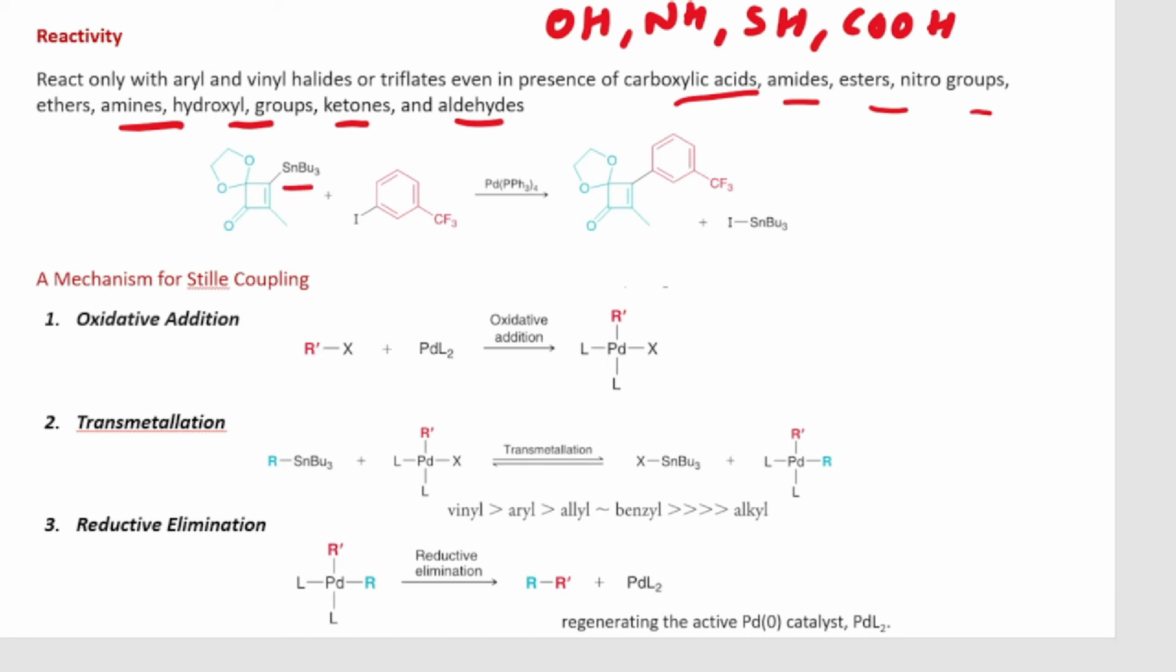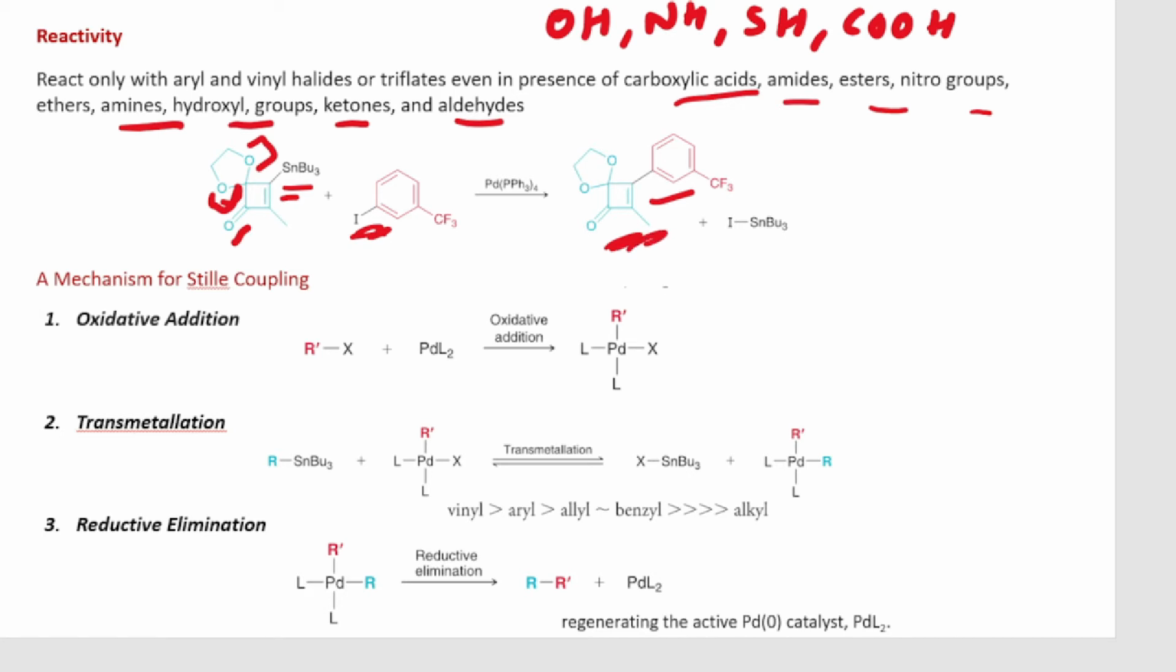Whenever this stannane moiety finds a good leaving group, it will attack there and you will get your required product. Here you can see there is a carbonyl compound, there is an oxygen, an ether type of moiety, but you are getting the product which you want.